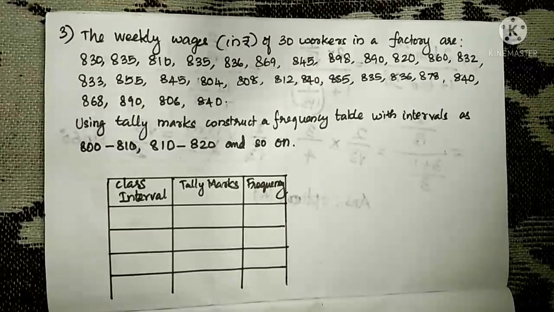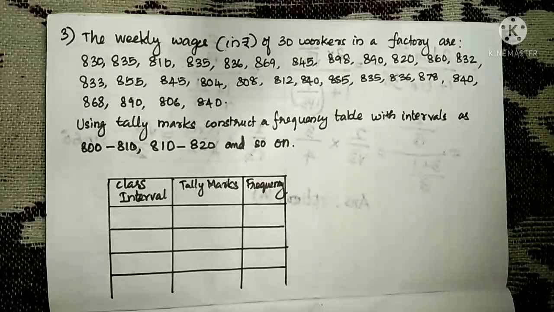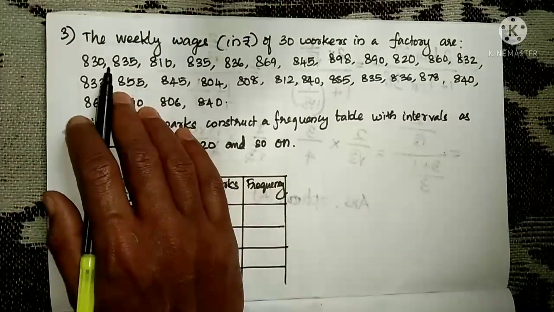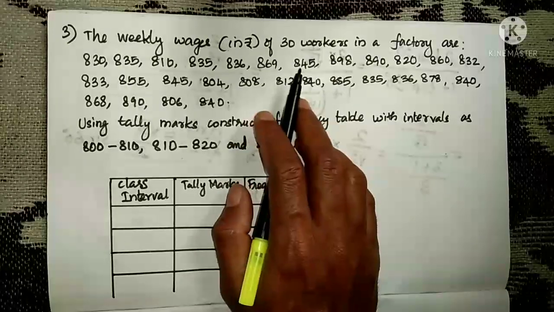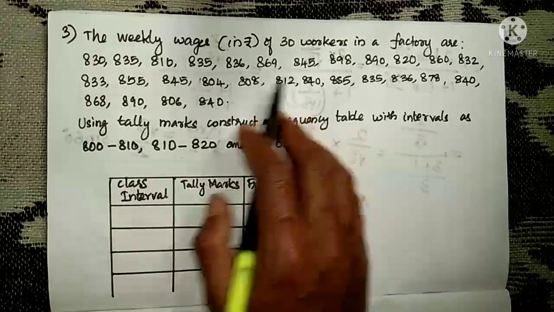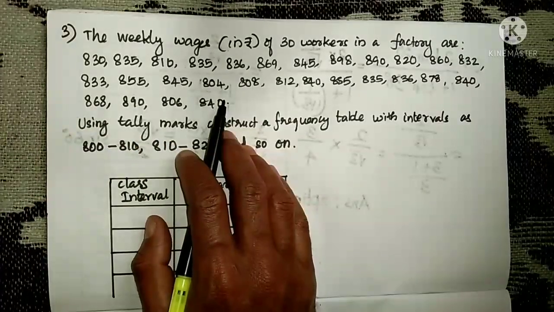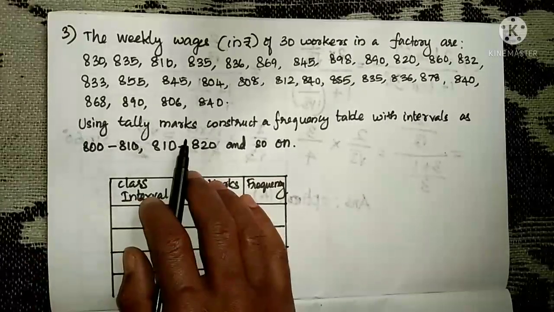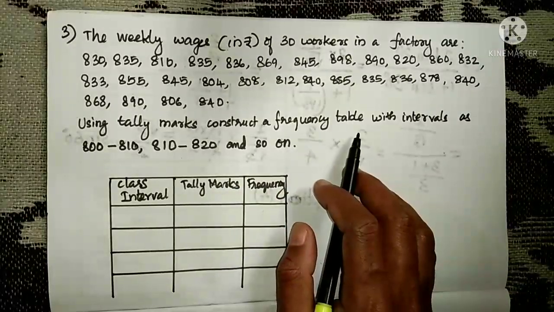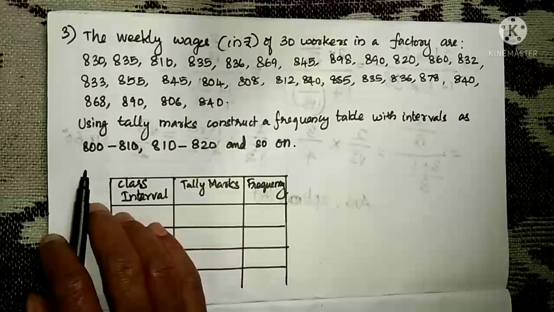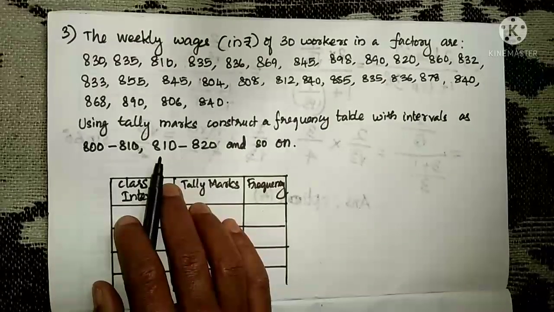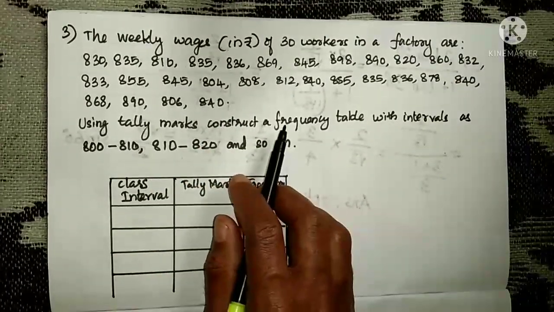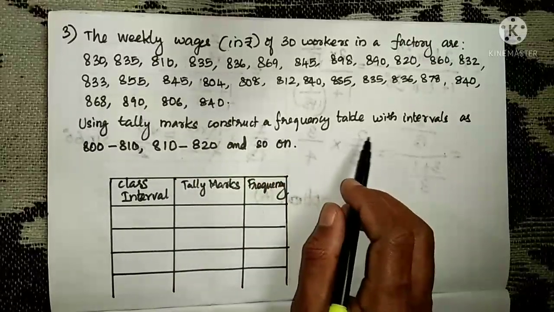The next question, next third question. The weekly wages in rupees of 30 workers in a factory are given. So here it is given that the wages of 30 workers are given. Using tally marks, construct a frequency table with intervals as 800 to 810, 810 to 820, and so on. So what we have to do? We have to construct a frequency distribution table.